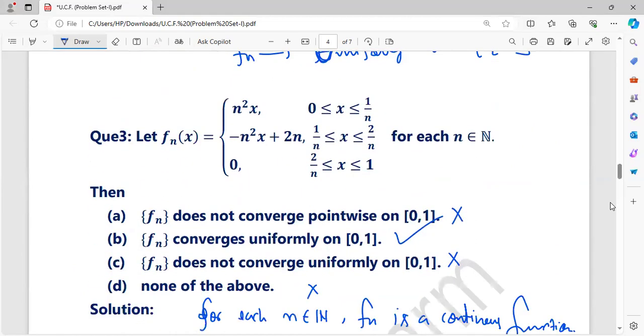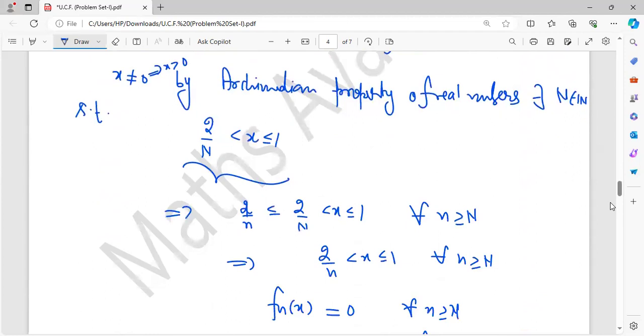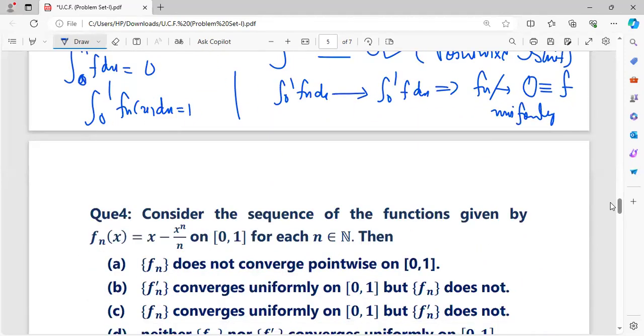In this third question, it was given that the function is defined in subintervals. And you can check f_n is a continuous function for each n, and its pointwise limit is 0, that is also continuous. Continuous functions are Riemann integrable. If f_n converges to f uniformly, integrals will also converge. If we can show that integrals do not converge, f_n cannot converge to f uniformly. That idea we have used over here. Okay. Now, fourth question.